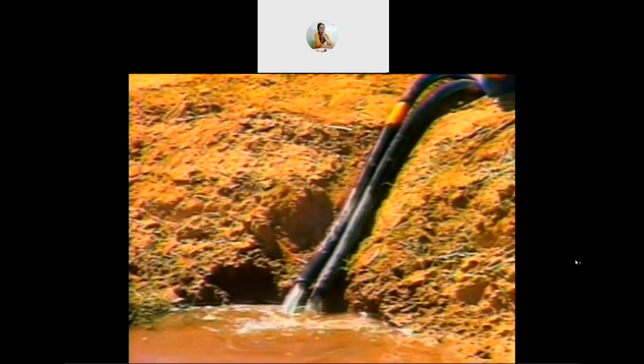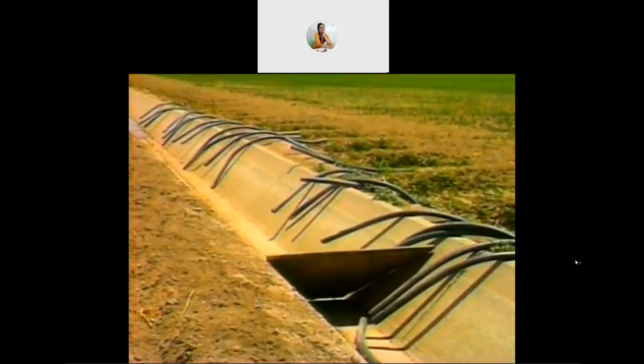So far, we've looked at what happens in a small area of the field. Let's look at an irrigation of an entire row. You start water running at the head end of the field.